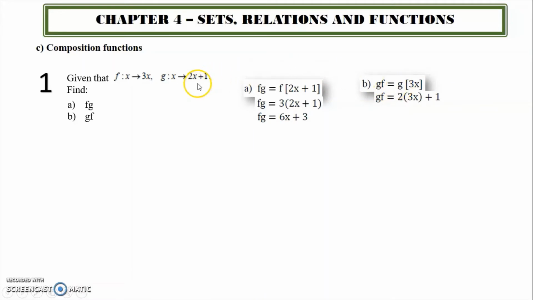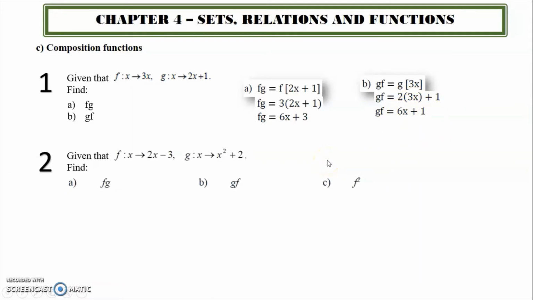So, tengok function g. Kalau nampak nombor operation, salin semula. So, 2 salin balik 2. X kena gantikan dengan function yang dalam bracket. So, 3x. Belakang ada lagi operation dan juga number. So, salin semula tambah 1. Okay, lepas tu simplify. So, 2 darab 3x, so dapat 6x tambah 1.